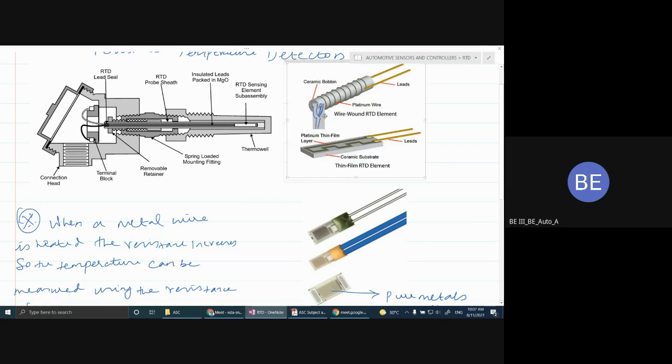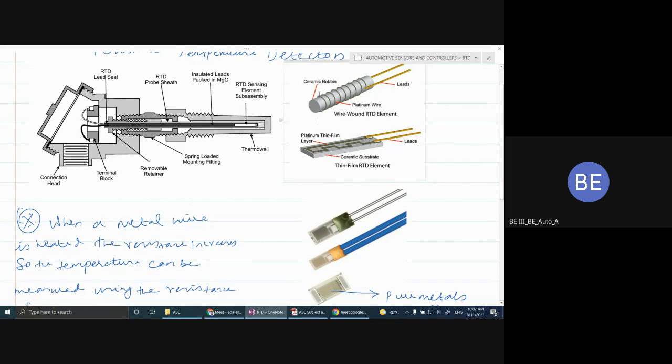Sorry. This is the ceramic bead. Okay, so this ceramic bead is surrounded by a wire. This wire may be made up of platinum, nickel, copper. Based on the temperature applications, we can select the wire. Imagine this is the platinum wire, surrounded by a ceramic bead.